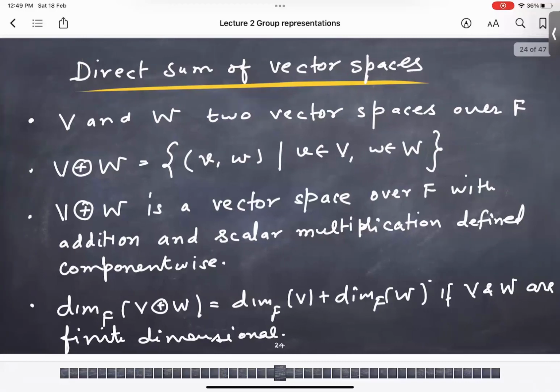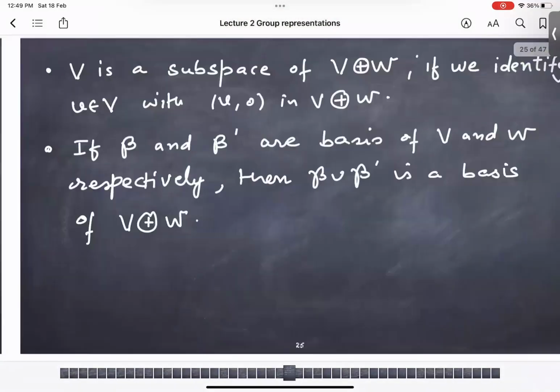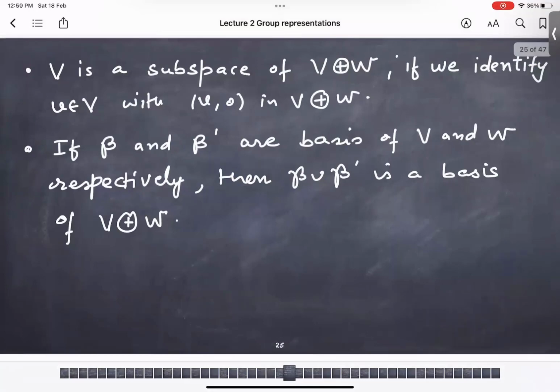So basically, I have a representation from G to GLV, so basically G going to TG. I will restrict this linear transformation on certain kinds of subspaces. Suppose V and W are two vector spaces, then you know the concept of direct sum of two vector spaces. The dimension of the direct sum is the sum of the dimensions. I will view V as a subspace of V direct sum W by viewing V inside as the tuple (V, 0). If I take a basis of V and a basis of W and take their union, that will be a basis of V direct sum W.